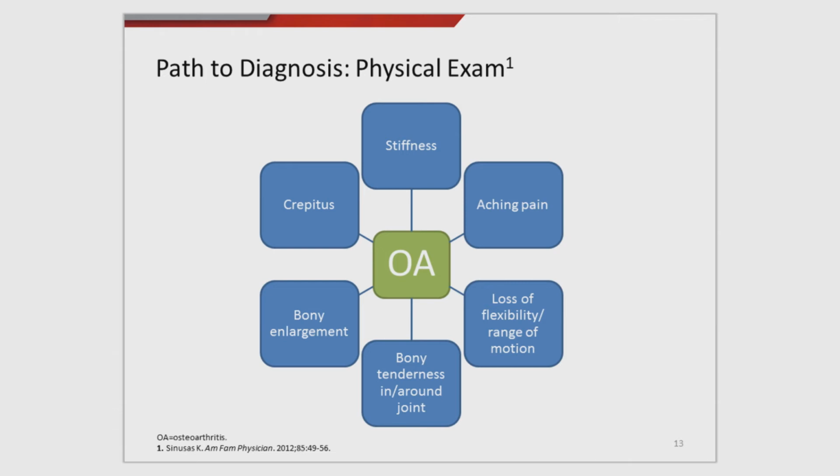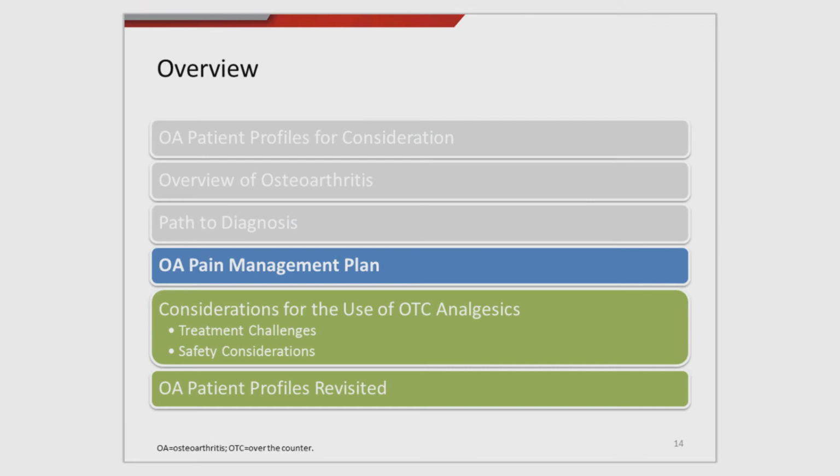Again, what you don't see is a red, hot, swollen joint. What you don't see is systemic manifestations of this disease. This doesn't involve the heart or the lungs or the kidneys like you see with diseases such as rheumatoid arthritis or systemic lupus. Now that we have a better understanding of what OA is, let's formulate a treatment plan.